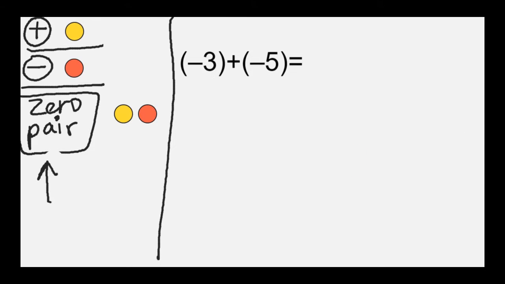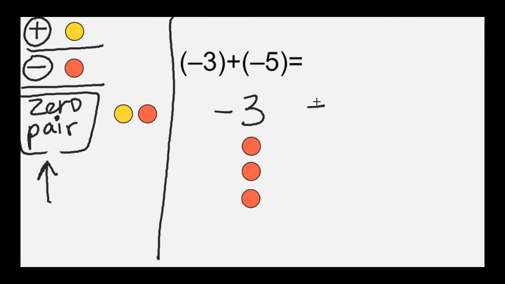So now, using our yellow and red counters, let's model when we add 2 negative numbers together. We're going to model what negative 3 looks like. So we're going to use our red counters for this one. Let's bring 3 red counters. So we've successfully modeled negative 3.